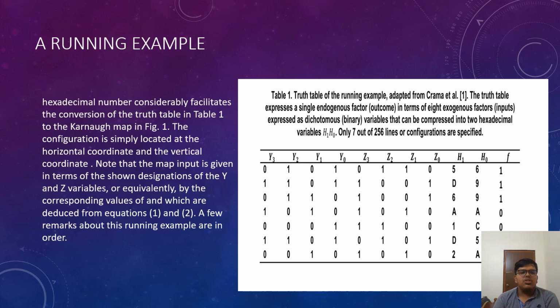A few remarks about the running example are in order. Table 1, the truth table of the running example adopted from the paper. The truth table expresses a single endogenous factor in terms of 8 exogenous factors, expressed as dichotomous binary variables that can be compressed into two hexadecimal variables h1 and h0. Only 7 out of 256 lines are specified. Here is Table 1 shown in the figure.